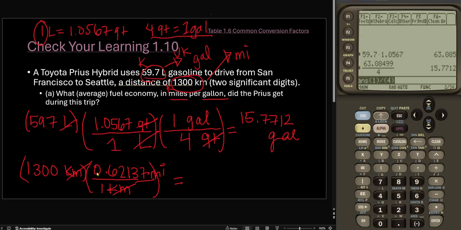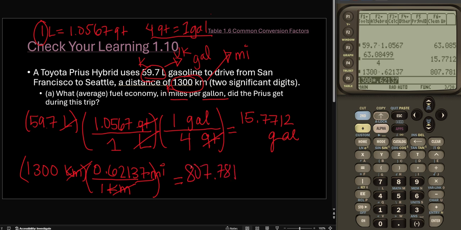Kilometers canceled out, and now we can type this into the calculator. And luckily, since it's just 2 numbers being multiplied, we don't really need to type in a bunch of parentheses. Whenever you have a situation like that, very simple, you don't need the parentheses, but for the most part, stick to using parentheses for every single calculation. 1300 times 0.62137, and that gives us 807.781 miles.